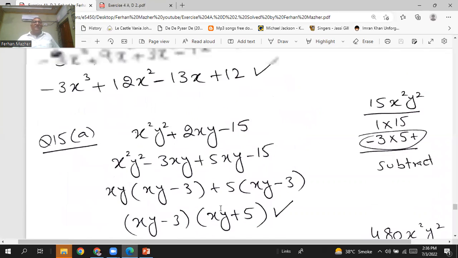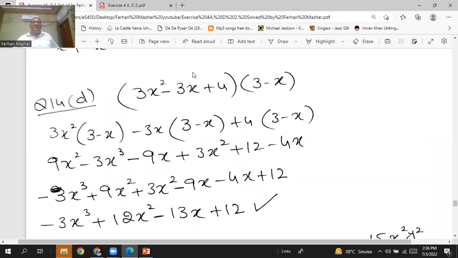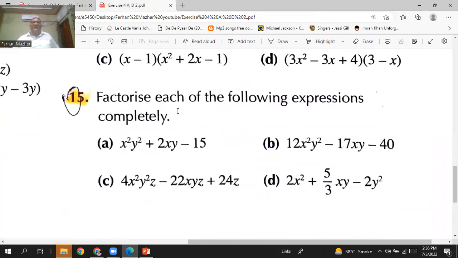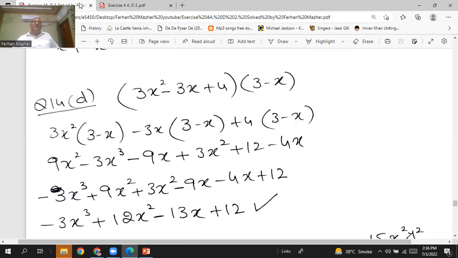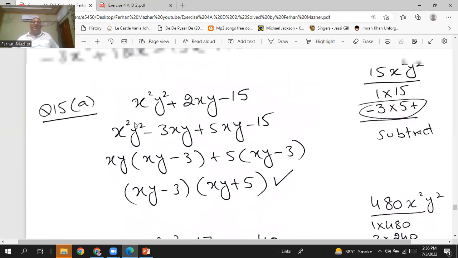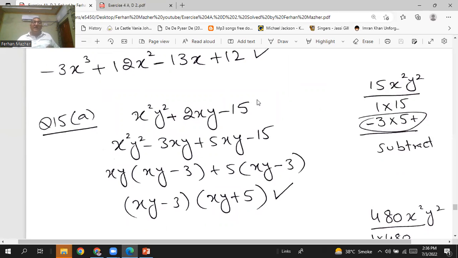So the next question is question number 15, and it says, factorize each of the following expressions completely. So A part is x squared y squared plus 2xy minus 15. Okay. So very simple and straightforward question. Multiply the extreme terms, you get 15x squared y squared. Write the factors of the 15. They are 1 into 15, 3 into 5.